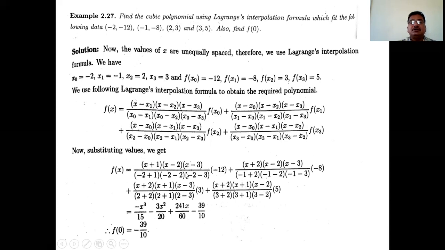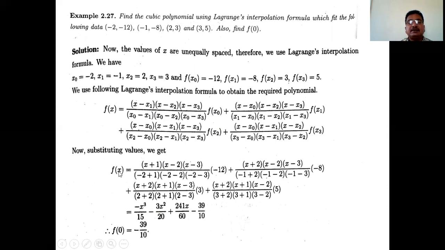Substitute all the values. Substitute x as x, because you have to find a polynomial which takes the given values. Then substitute all the values of x0, x1, x2, x3, f of x0, f of x1, f of x2, f of x3, and we get this answer. This is the polynomial which fits the given data.